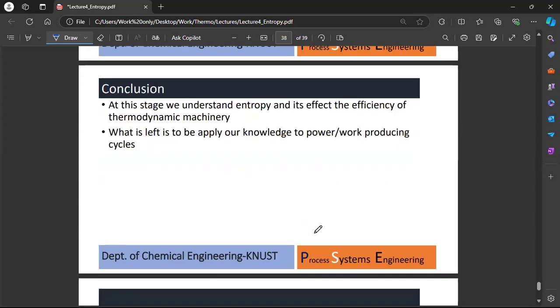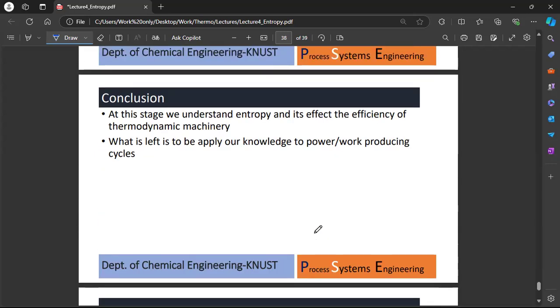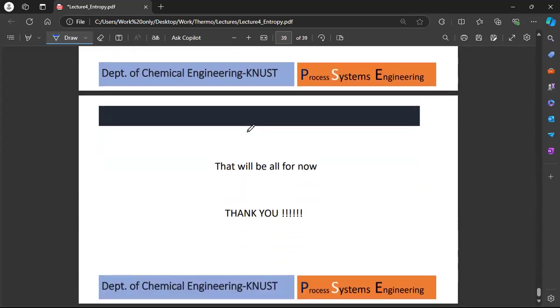So at this stage, we understand entropy and its effect, and this knowledge applies to power and the work producing cycle. So for thermodynamics, next segment, really. So we are done with thermodynamics for this vacation. We are done with entropy. We finished everything we set out to do.